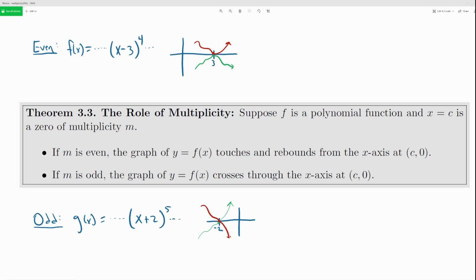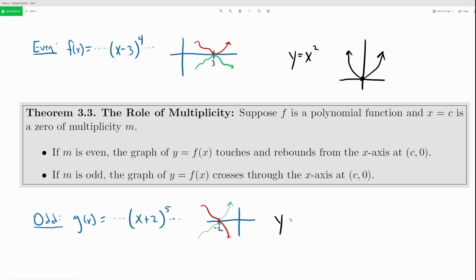Now, if you want a quick trick for remembering this, it's really simple. Just think about functions that you already know. For even multiplicity, think about the parent function parabola x squared. Well, that has even multiplicity at the x-intercept, which is the vertex of the parabola, and it points up. So when you think about even multiplicity, just think about y equals x squared, where you have a graph that touches but does not cross the x-axis.